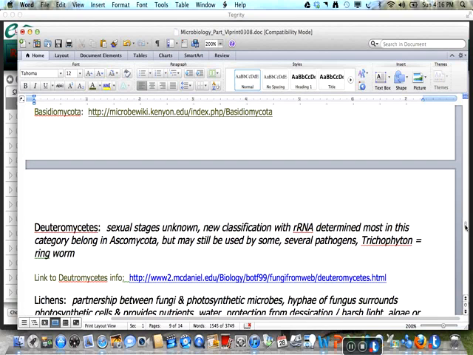The Deuteromycetes are being reclassified using rRNA, and it was determined most in this category actually belong in the Ascomycota. Sexual stages are unknown, and several are pathogens. A common example is Trichophyton, which is the cause of ringworm. To get more into the details of what goes on with the fungi and the diseases, those are usually covered in a mycology class and is enough information to be a whole separate class in itself.